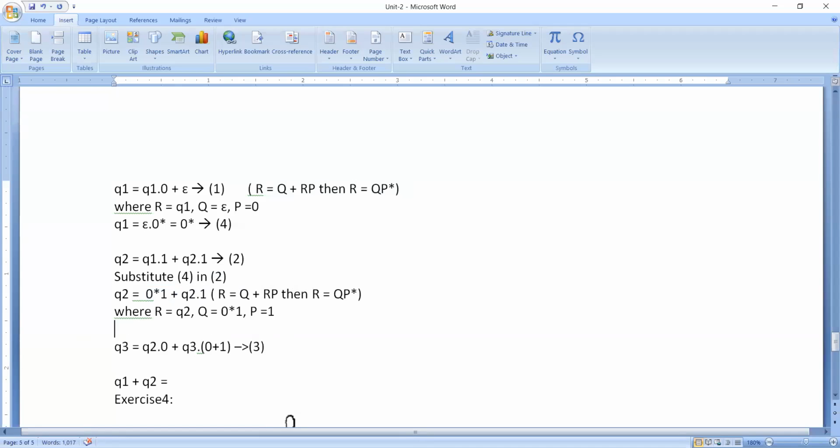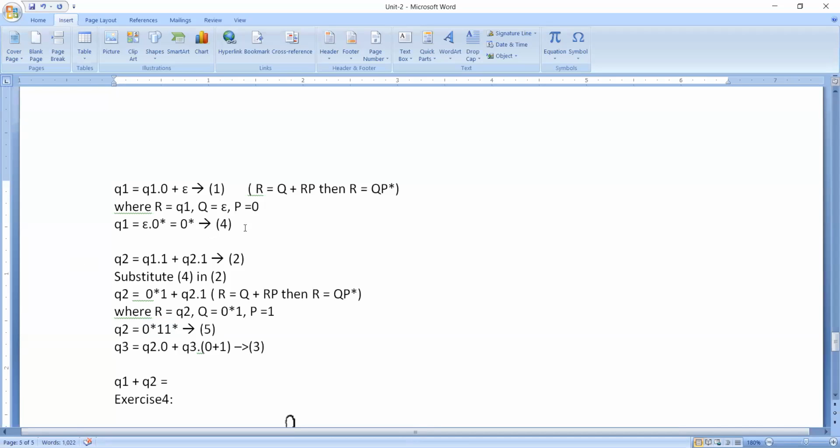Now as per that, I am going to get the answer. The solution will be R is equal to Q P star. What is Q? 0 star 1. Q P star, what is that? 1 star. So Q is 0 star 1, P is 1, so the answer will be 0 star 1 star. Now I am calling this equation 5.